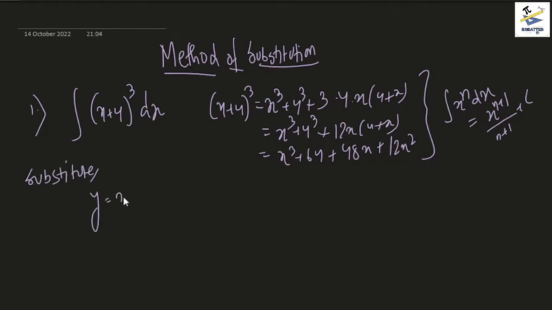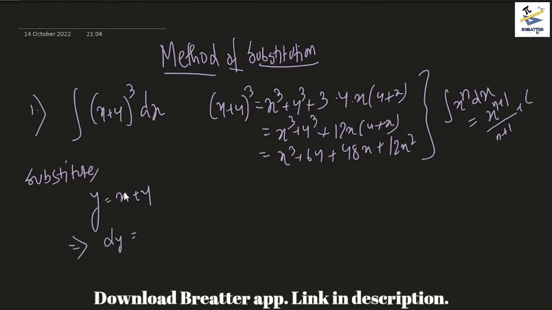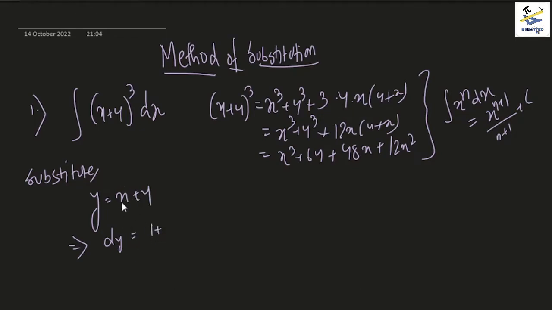We substitute y equals x plus 4. Now when we take the derivative on both sides, we get dy equals the derivative of x plus 4 with respect to x, which is 1 plus 0, because the derivative of x is 1 and the derivative of 4 is 0, times dx. So we get dy equals dx, right?